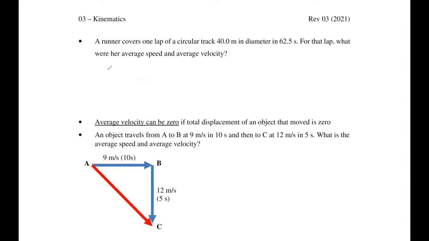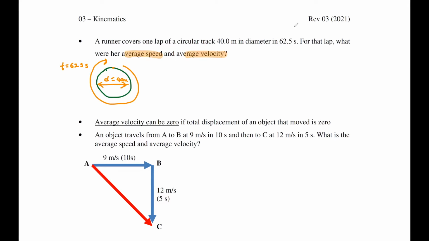So you have a runner that's moving in one circle like this. Okay, and they tell you that the circular track is 40 meter in diameter, and the runner took 62.5 seconds to complete one lap. Right now you're supposed to calculate out the average speed and the average velocity.